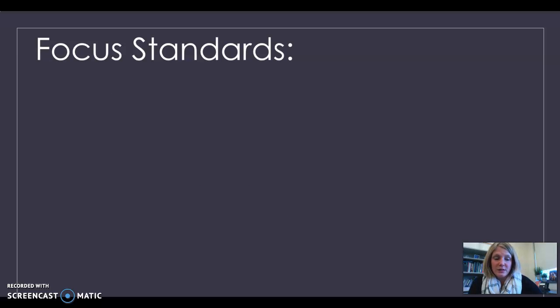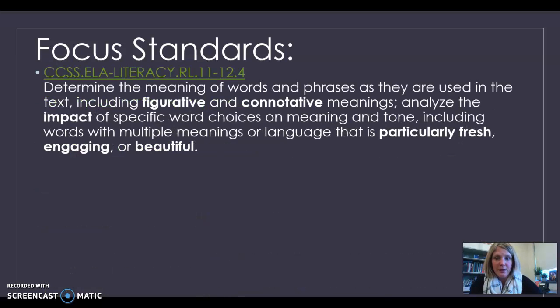Once you've had a chance to jot down your definition of molecular and think about how it might apply to this lesson, I'd like you to take a moment to record the focus standards for this lesson. The first standard is determine the meaning of words and phrases as they are used in the text, including figurative and connotative meanings. Analyze the impact of specific word choices on meaning and tone, including words with multiple meanings or language that is particularly fresh, engaging, or beautiful.